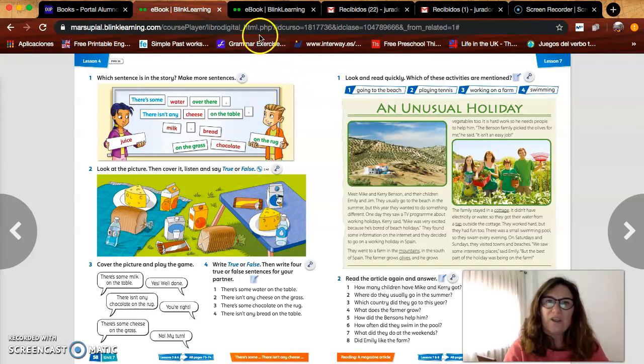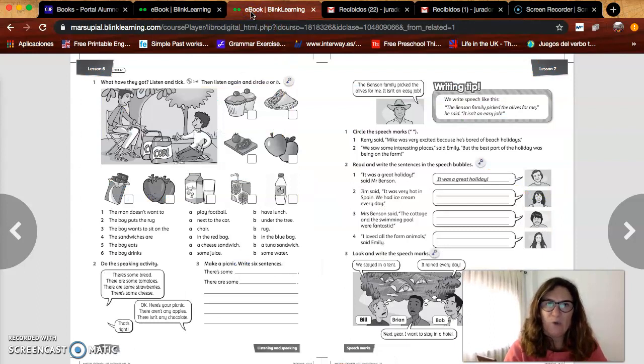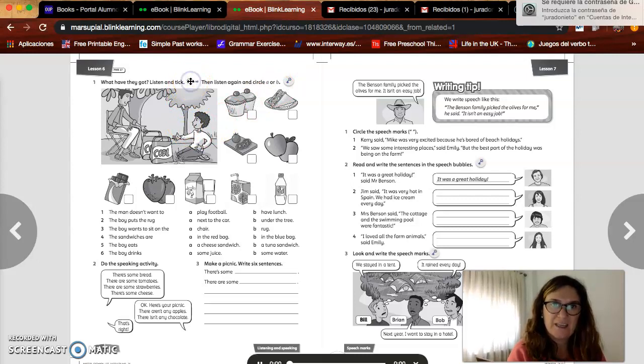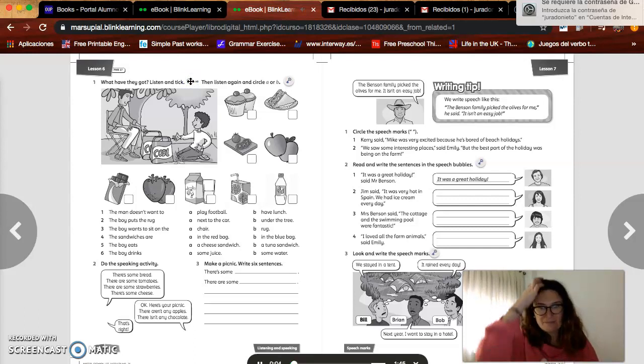Okay, now we are going to move to the activity book. Here we have a father with his kid, and they are having a picnic in the park. So we are going to read the title of the activity. What have they got? Listen and tick. Okay, then listen again and circle A or B. So listen and tick. Ready, steady, go. Listening 2.48. Listen and tick.